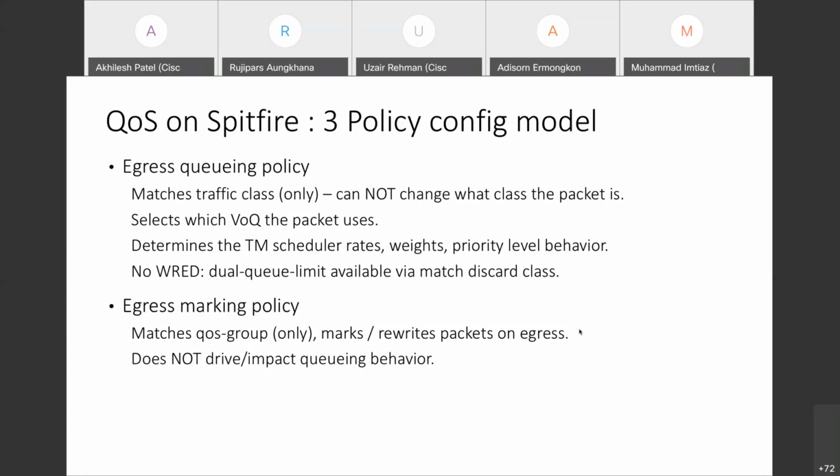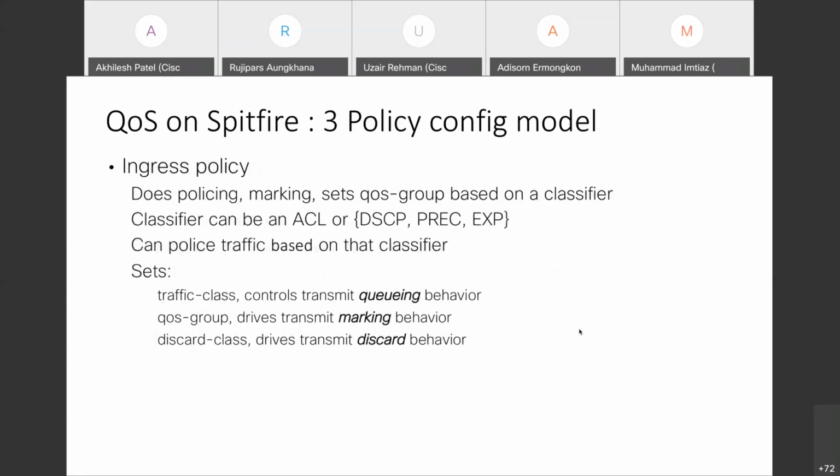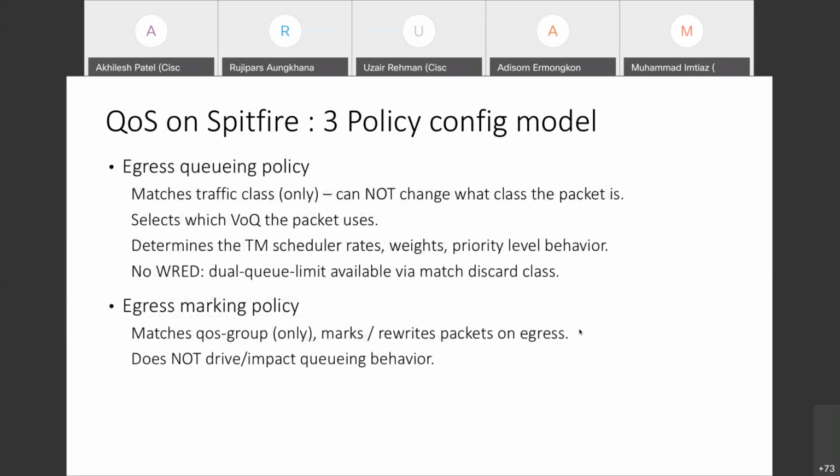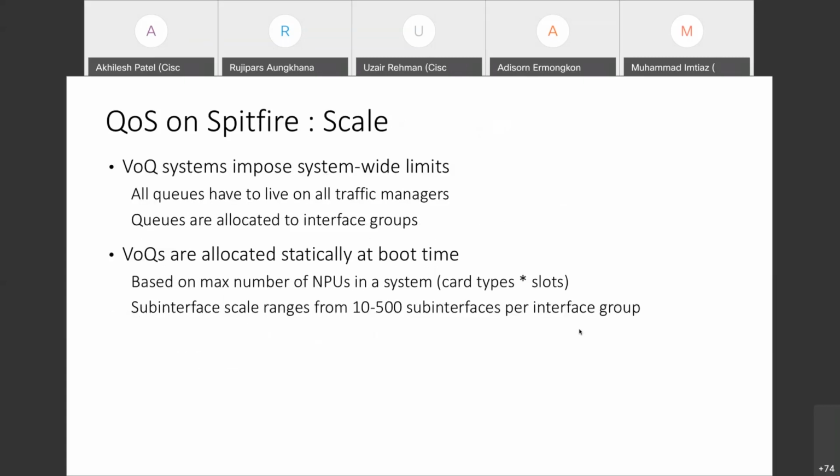On the egress side, we can do the marking as well. And in order to do the marking, as we discussed in the previous slide, we need to match on the QoS group, and we can only match on the QoS group if we are doing a marking. So for example, if you match on a traffic class and try to do the marking on the egress side, that will fail. And when we do the marking, that does not drive or impact the queuing behavior based on our configuration, we are just doing a marking on the egress side.